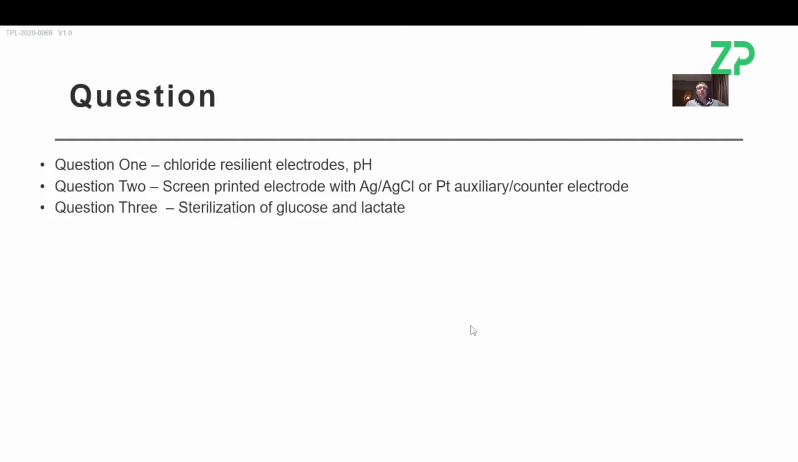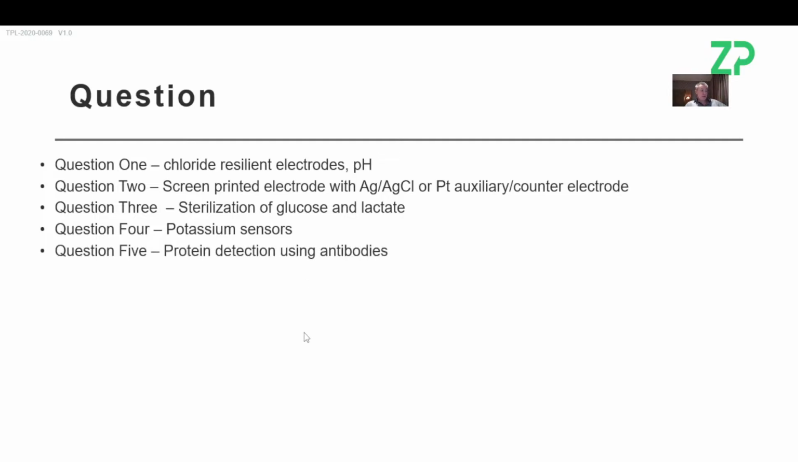Sterilization of glucose and lactate sensors. Yes, we do it. We do it with commercial companies on paid programs, but the ones that we do manufacture, we do aseptic manufacturing in a clean room as standard anyway. Potassium sensors, you can buy those. You can also make your own potassium sensors. There are a few links underneath this video that could be useful to you.